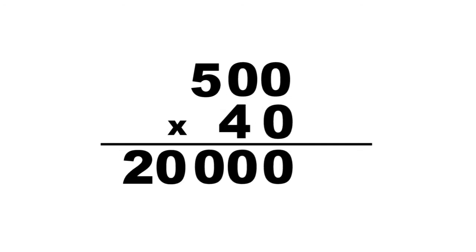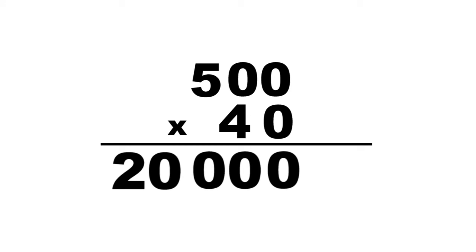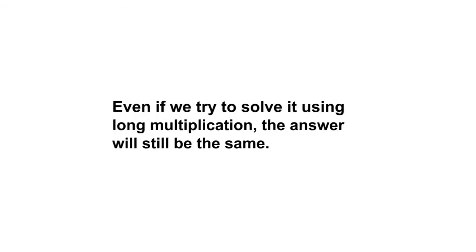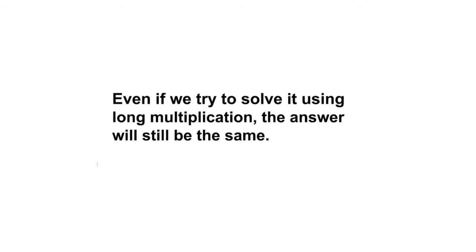We can multiply the first digits that we rounded off, so 5 times 4 equals 20. Then let's drop all the zeros from the right that were left. So we need to drop down the 3 zeros next to 20. So it becomes 20,000, and that's our final answer. Even if you try to solve it with long multiplication, the answer will still be the same.